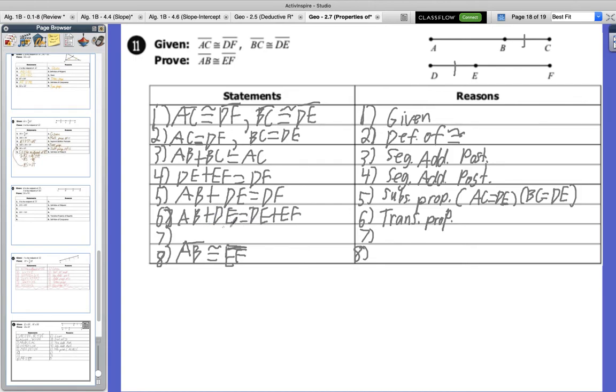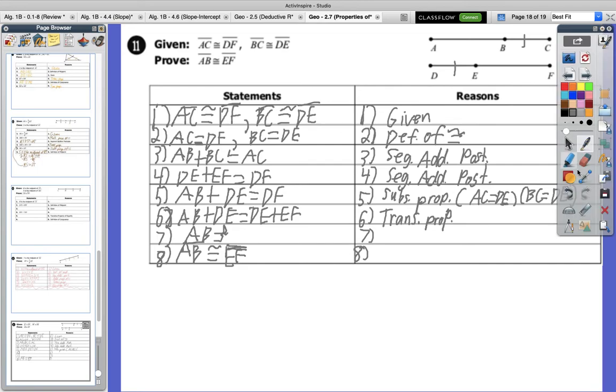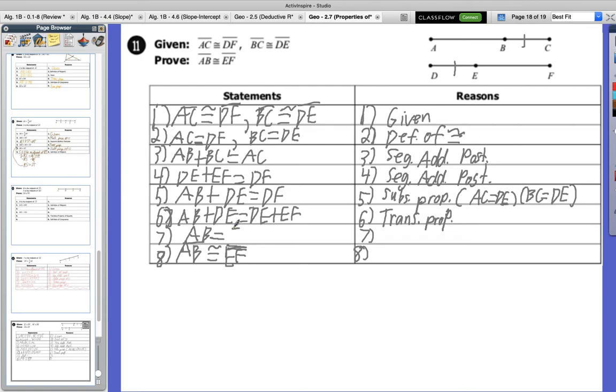Now from here we see the measurement of segment DE appear on both sides. And this looks very similar to what we have from 6 to 8 as far as what's on the left side and what's on the right side if we take away those measurement segment DEs. So we can do that by subtracting. So I can say that the measurement of segment AB is equal to the measurement of segment EF if I subtract the measurement of segment DE from both sides. So that'll be my subtraction property of equality.